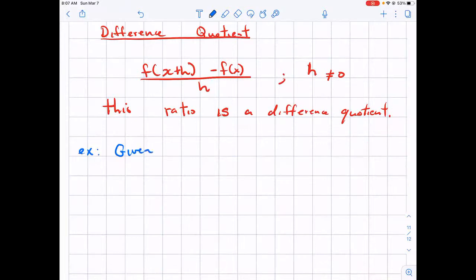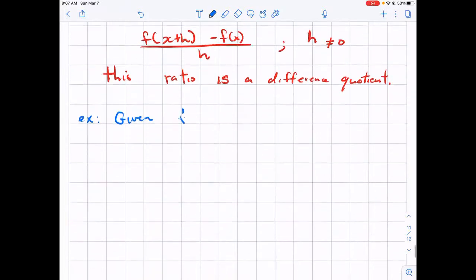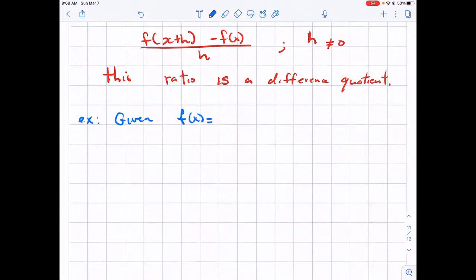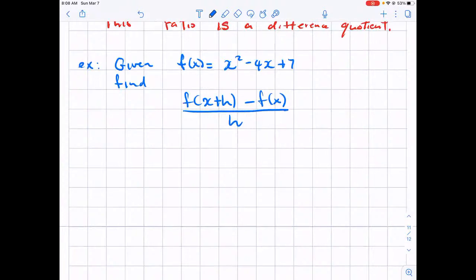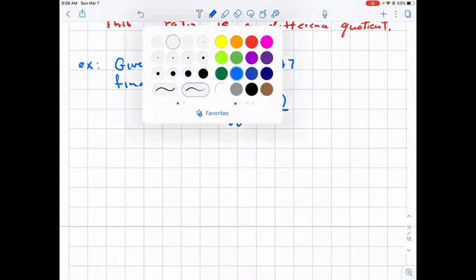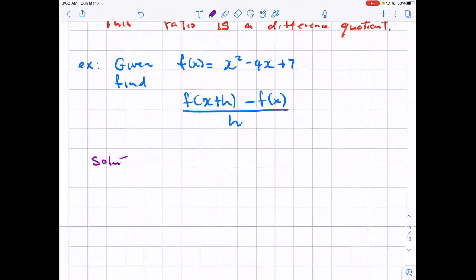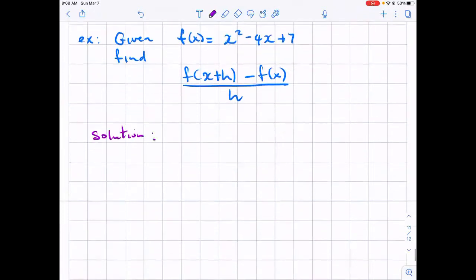Let's say we're given f of x equal to x squared minus 4x plus 7, and we want to find f of x plus h minus f of x, divided by h. Now, what I like to do is break this up into parts. So let's look at our solution. f of x is given to us as x squared minus 4x plus 7.